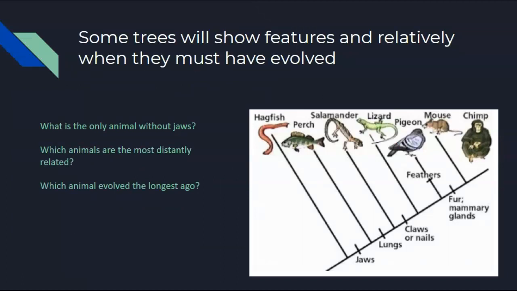So we can sometimes label them to show when different traits evolved, okay? So here's where jaws came about, okay? Here's where lungs, everything after this has lungs, everything after this has claws, everything after this has feathers, everything after this has fur, mammary glands, right? So what's the only animal without jaws? A hagfish, because everything after this dash has jaws. Which animals are most distantly related? That's going to be the hagfish and the chimp. And which animal evolved longest ago? It's going to be the hagfish.